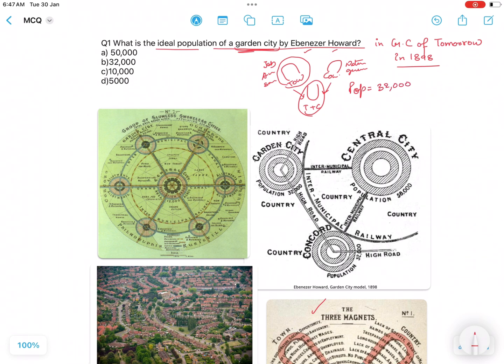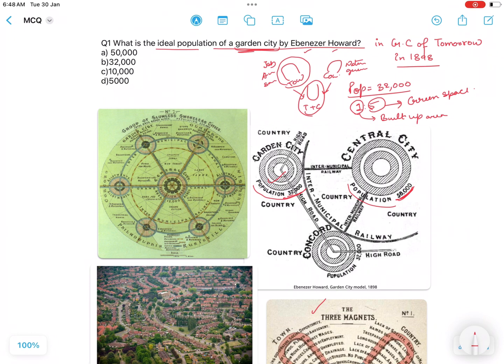In this Garden City he proposed a population of 32,000, in the proportion of 1:5. The 1 is for the built up area and the 5 is for the green spaces. As you can see in this diagram, the population is 32,000 for the Garden City, and the main central city was about 58,000 population. It was well connected with road and railway networks to the Garden City.